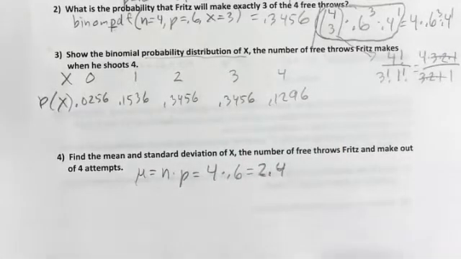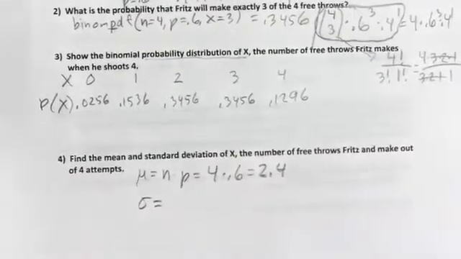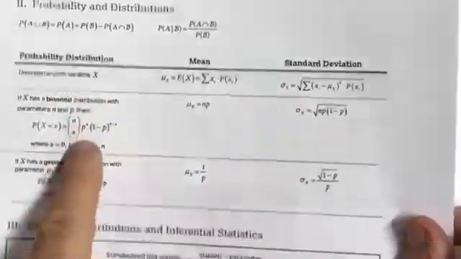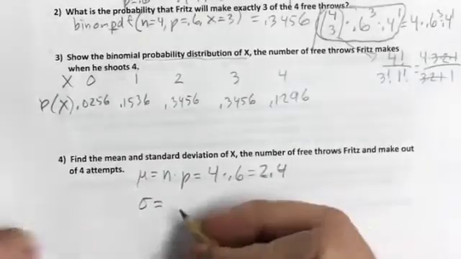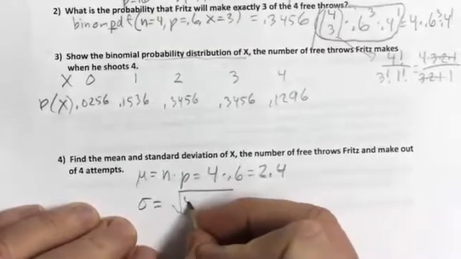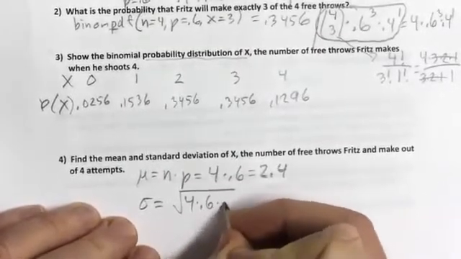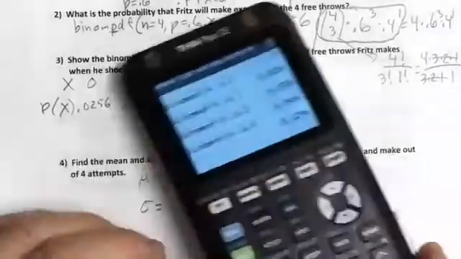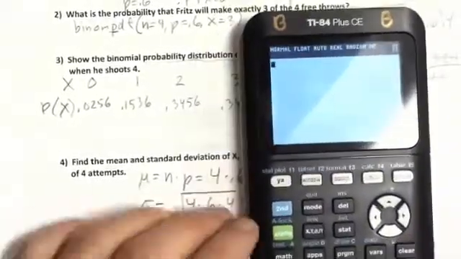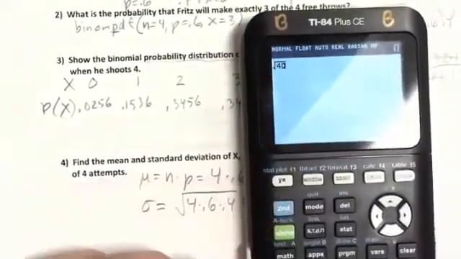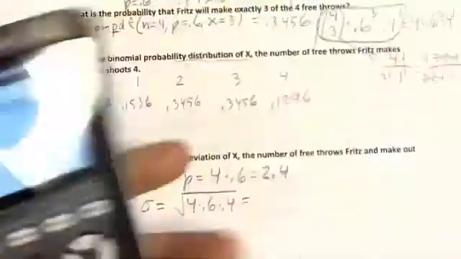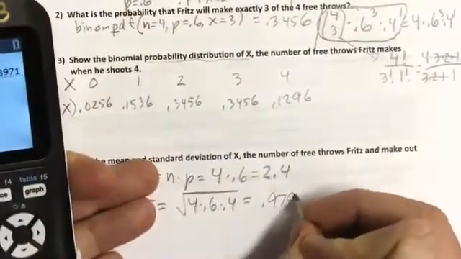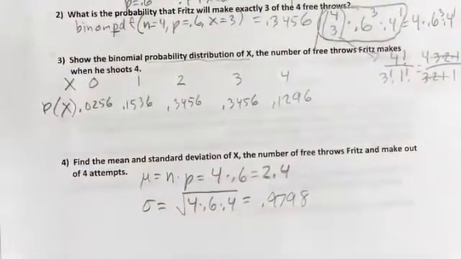So the standard deviation is right there. For a binomial situation, it's the square root of n times p times 1 minus p. So this would be the square root of 4 times 0.6 times 1 minus that, which would be 0.4. And so that is 0.9798. And that is how you do the mean and standard deviation of a binomial situation.